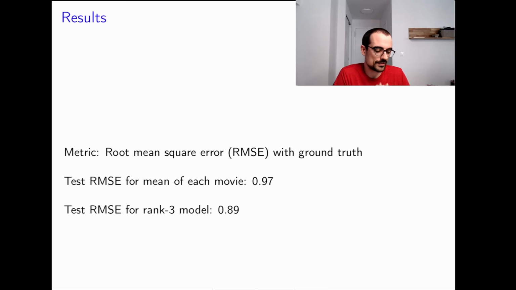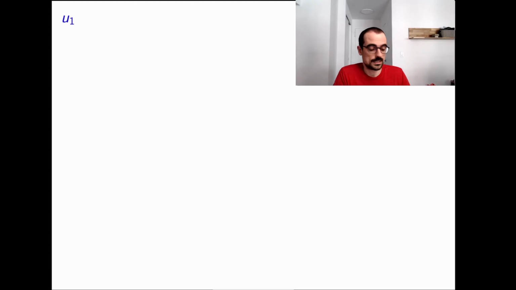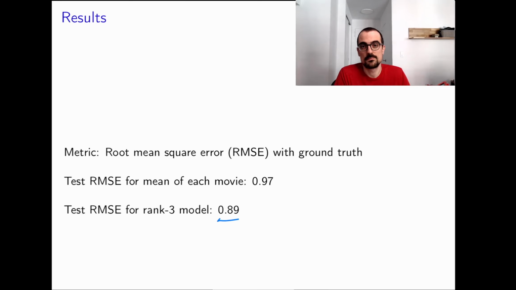Our rank 3 model on the test data, completely held out data, achieves an RMSE of 0.89, so it's doing something non-trivial. It's improving the estimate by, I don't know, 9% or something. And remember that the ratings are from 1 to 5, just to adjust expectations. So now we get good results, but let's take a look at the factors and see if we can understand a little bit what the model is doing.